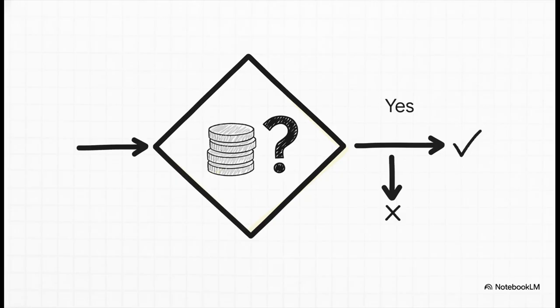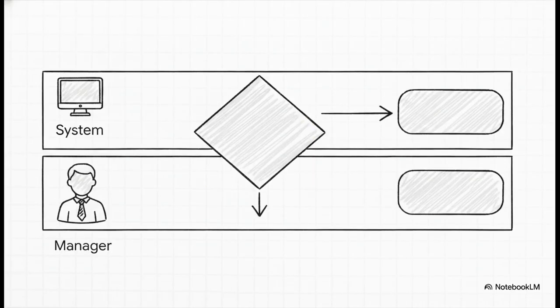Next, we hit a diamond, the gateway. The system needs to make a decision here, so we ask a question. Is the order high value? This evaluates the situation and splits our flow into two possible alternate routes, a yes path and a no path. This is where the magic of lanes really shines.